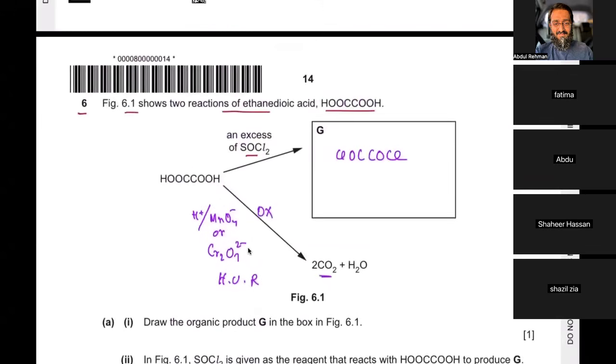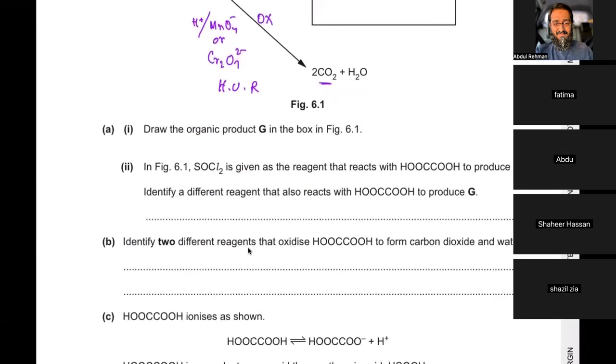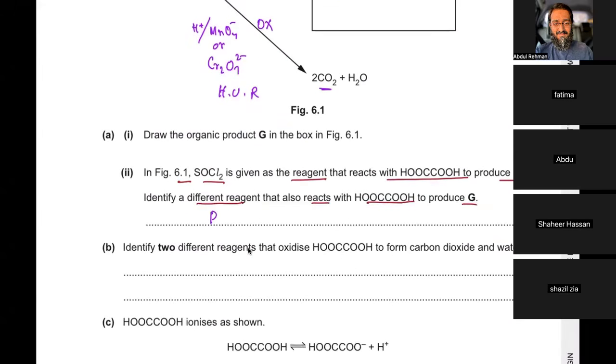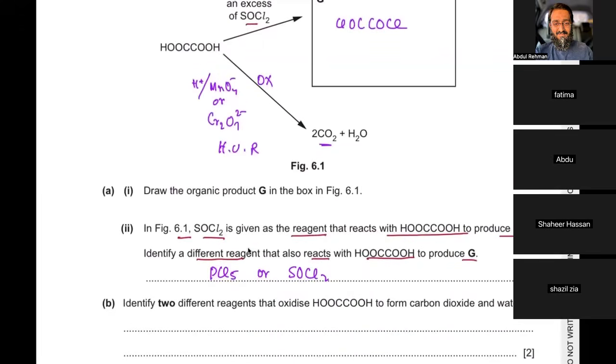So we have already done so. In figure 6.1, SOCl2 is given as the reagent that reacts with ethanedioic acid to produce G. Identify the different reagent that also reacts with ethanedioic acid to produce G. So to produce G, yes, very good, Shazil. We can use PCl5 or we can use SOCl2 as well. No, okay, SOCl2 is given, sorry, PCl3 as well. So you can write any one, okay?